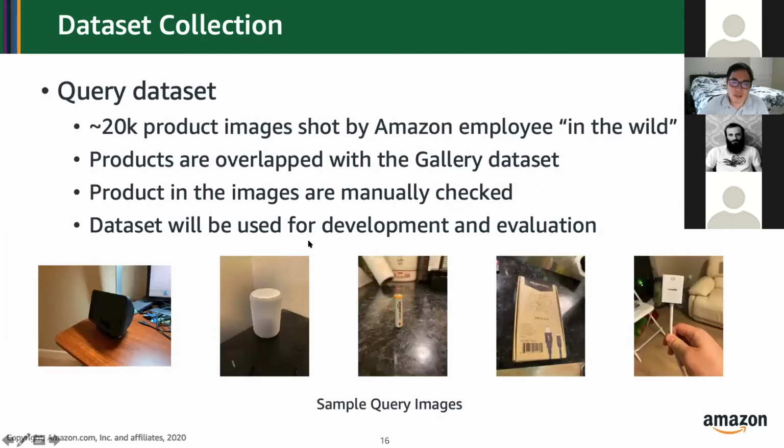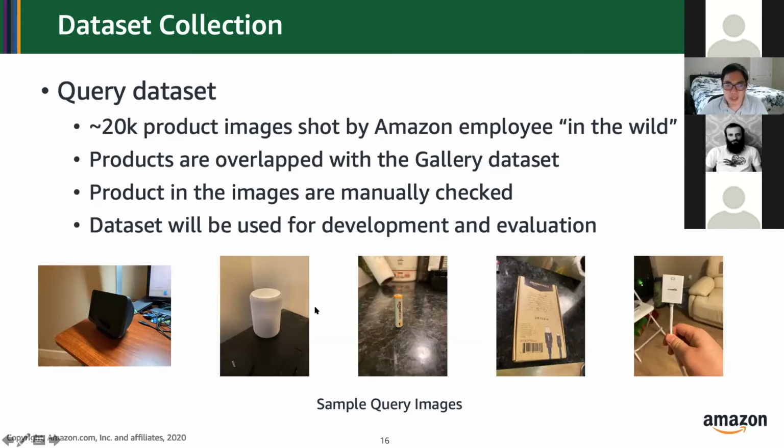And the query set. The query set is about 20,000 product images shot by Amazon employees in the wild. Here I showed just 5 examples; I shot it in my home. The products in all these images overlap with the gallery set. So basically the task is, given an image in the query set, we want to retrieve the matching index image or gallery image in the gallery set. All these labels should be manually checked, and the data set will be used for development and evaluation.